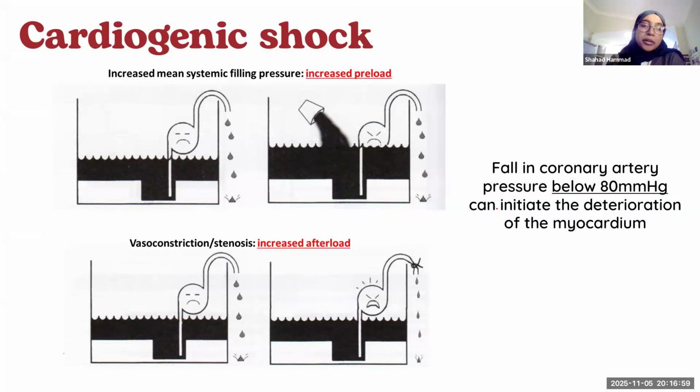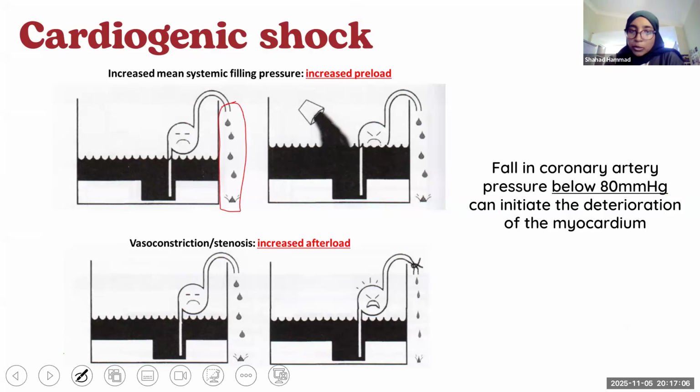So if we have reduced cardiac output, the blood here is decreased. You see, there's only drops. Meanwhile, it should be a complete stream of blood. We have reduced cardiac output. What happens is that the blood starts to pool up in the rest of the heart, okay? Assume this whole thing is the heart, this entire jug.